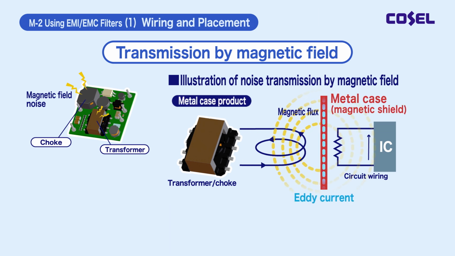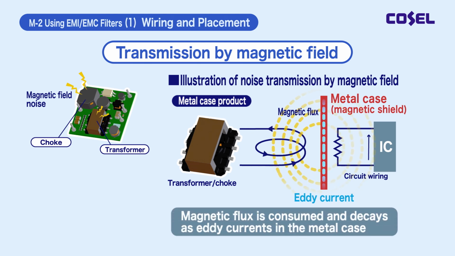In the case of metal case products, magnetic flux generated from transformers and chokes is consumed by the metal case as eddy currents, reducing magnetic field noise. This reduces the impact on peripheral circuits and prevents malfunctions.